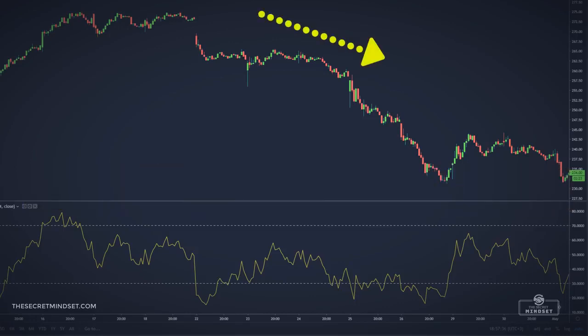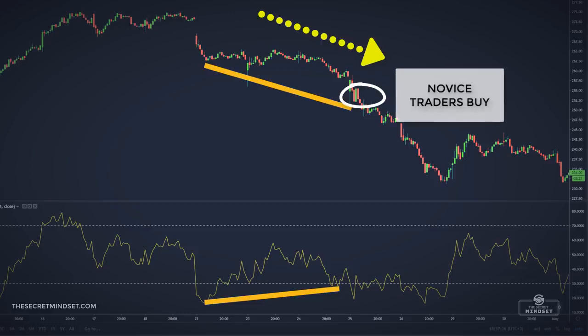Here, the price was in an aggressive downtrend and the RSI formed a divergence. Many traders bought here and got stopped out very soon because the price continued to decrease sharply. So don't trade divergences blindly. Look for confirmation from the price action.